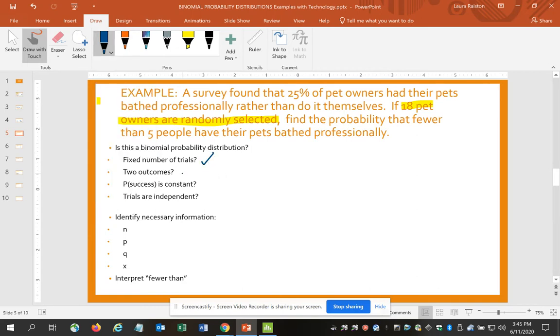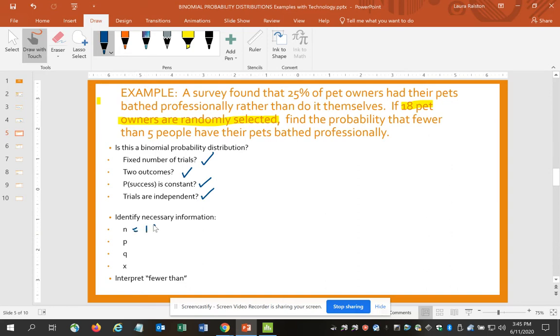So we had the fixed number of trials. We do have two outcomes. Again, you got to kind of think through. It doesn't clearly say independent here, but think about it. What one pet owner does, I don't think would affect what another one does, which means the trials are independent, and therefore my probability of success would be constant because we're not looking at the same pet owners over and over again.